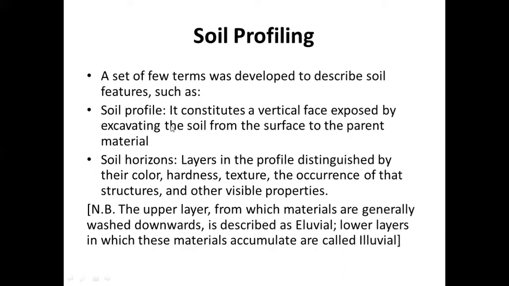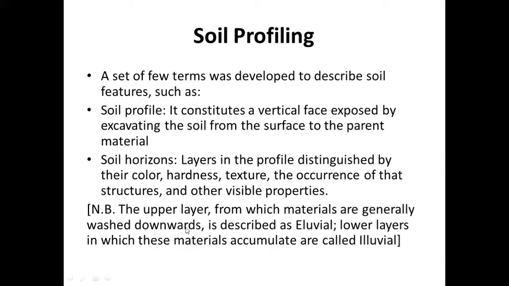But how do we distinguish one layer from another? Layers in the profile are distinguished by their color, hardness, texture, the occurrence of structure, and other visible properties. We'll be talking more on this portion. We will also get to know two terms. One is alluvial, another one is also alluvial, but the pronunciation is almost the same and the spelling is different. The first one starts with E, and the second one starts with I. So these are two different terms.